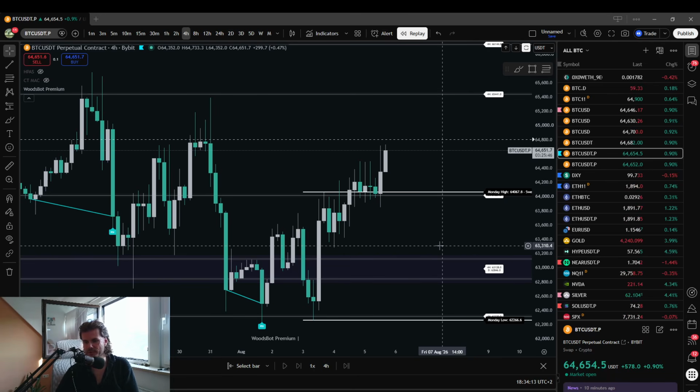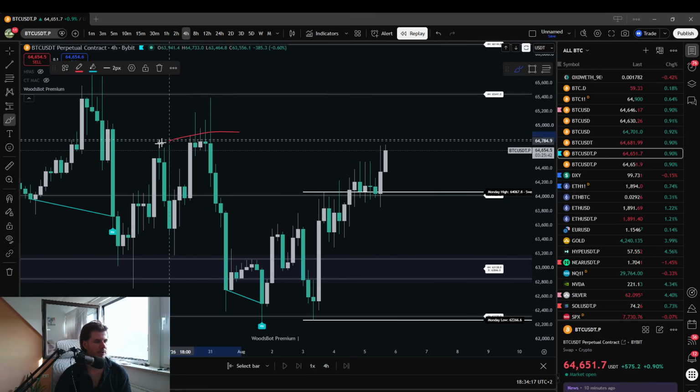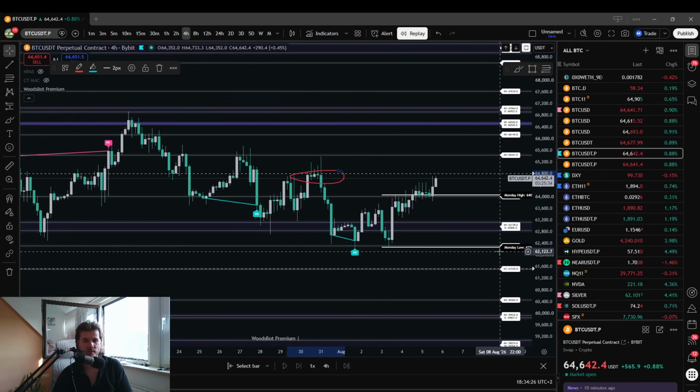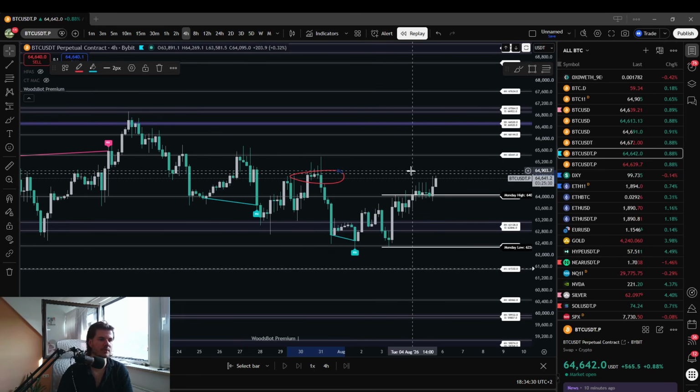But BTC to 67k. I think as soon as Bitcoin starts to close a 4-hour candle above these highs, Bitcoin is gonna be reaching towards 67k. I think it's very likely, but only if it manages to actually close above. And if it doesn't close above, get ready for 62k again. I think that's my bias for now.